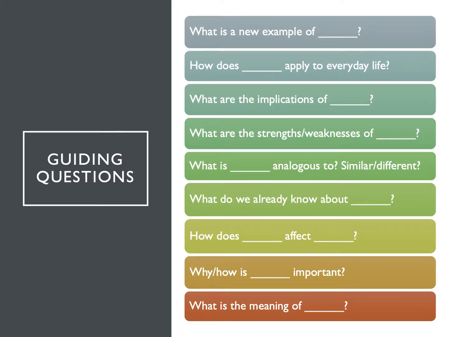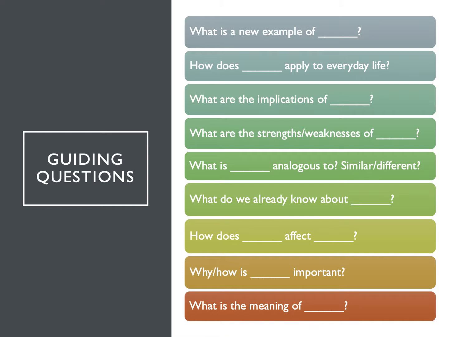Our last slide for today is a list of guiding questions. These blanks are left intentionally blank because they're meant to be filled with whatever term applies to what you're trying to learn. This is a really excellent way to study for your exam. Let's start with the first question. What is a new example of blank? So for example, you might say, what's a new example of ambiguity? One that hasn't been given in this lecture yet.